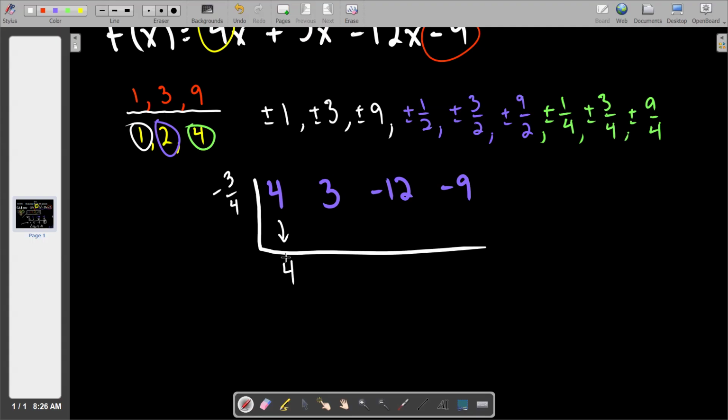What's negative 3/4 times 4? Negative 3. Add those together, get 0. What's negative 3/4 of 0? 0. Negative 12 plus 0 is negative 12. And what's negative 3/4 of negative 12? Positive 9 all day long. Thank you, Irene, for finding that for us.